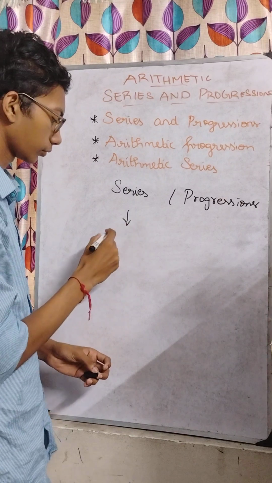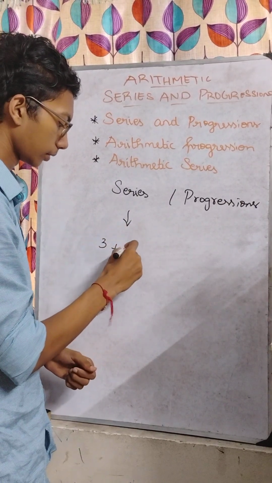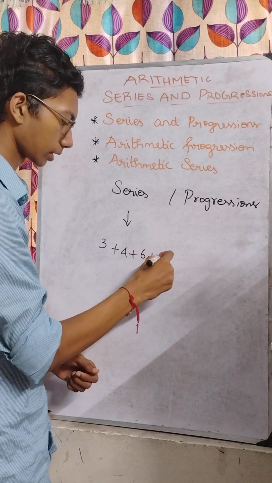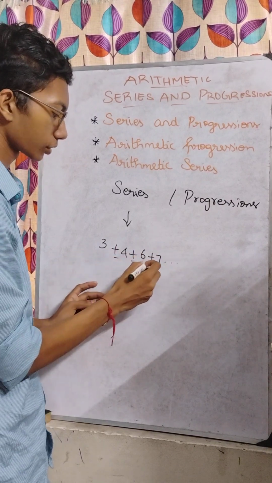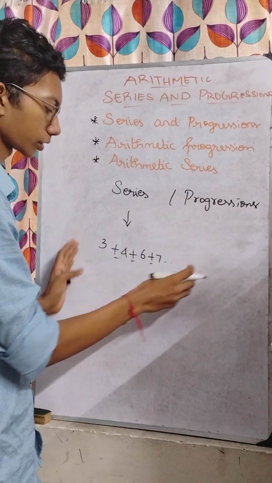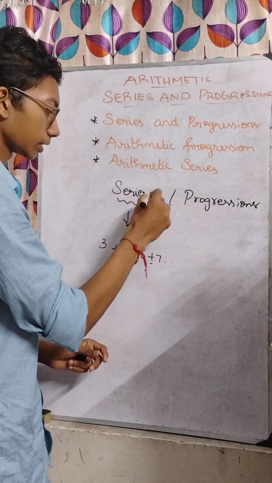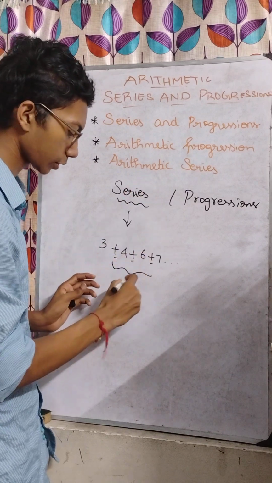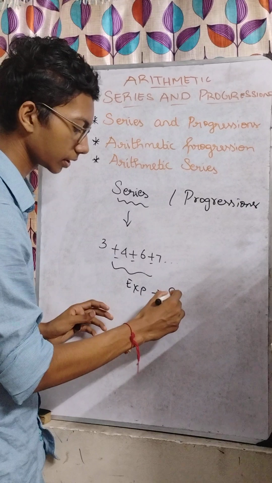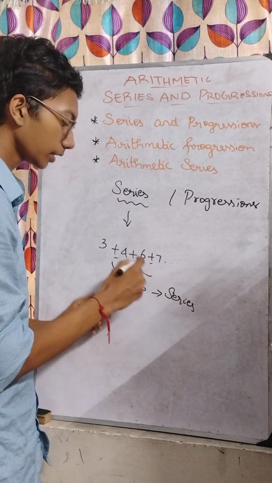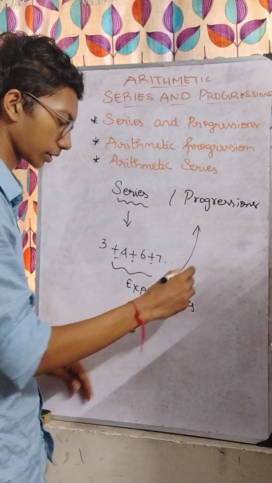So, a series is something like an expression. Let's say we have 3 plus 4 plus 6 plus 7. This is a series because it adds all the constants here. So this is called a series. But if we need to call this expression a series, then the numbers in the series should be in progression.